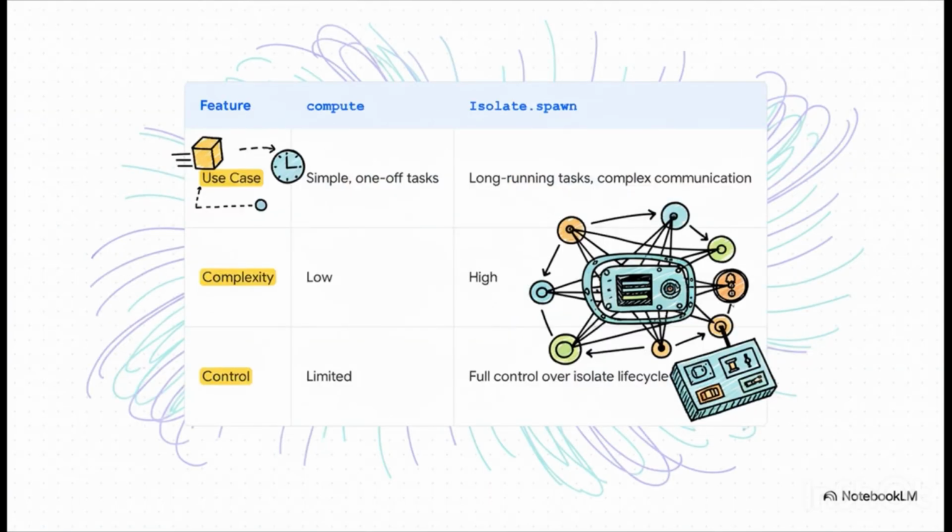Now, compute is fantastic for those quick, one-and-done jobs. But what if you need something more, like a persistent background worker, or you need to have an ongoing, two-way conversation? That's when you'll reach for the big guns, Isolate.spawn. It's definitely more complex to set up, no doubt, but it gives you complete granular control over the isolate's entire lifecycle, which is absolutely essential for those more advanced use cases.